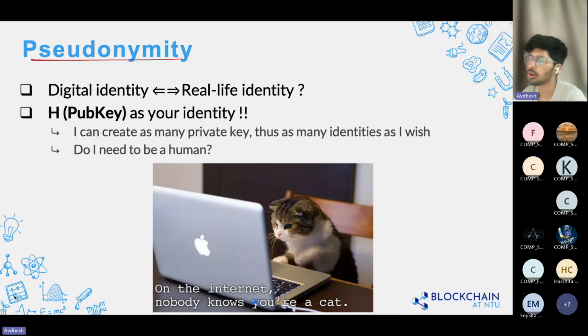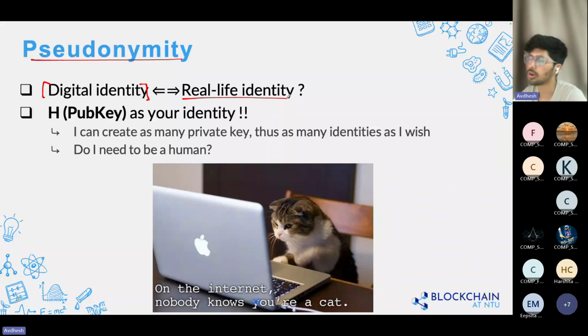Okay, so what does pseudonymity mean? We tend to have a less secure digital identity on the internet than a real-life identity. Anyone can create my own fake Facebook account, name it Avdesh Charjan, and use it, and my friends will think, hey, this is Avdesh and he has created a new Facebook account, but it's not me. It's some scammer, or someone trying to maliciously do something with my reputation or my name.